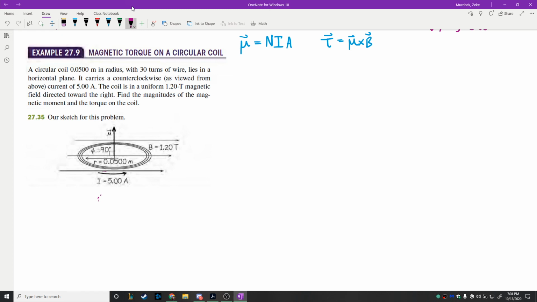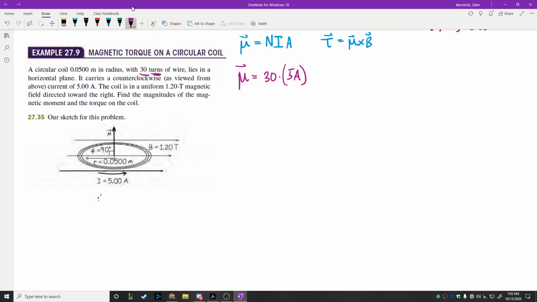Okay, so let's do the calculations. The first thing we want to do is to find the magnetic moment. So magnetic moment is number of loops, which is 30 turns. You're going to see this come up a lot. When they say turns, it means number of turns of wire or the number of loops of wire, however you want to think about that. So it's 30, and we multiply times the current. There's not really a unit for this. Current is 5 amps right here.